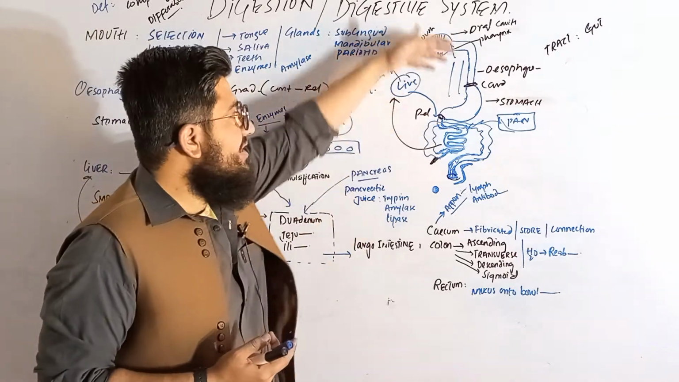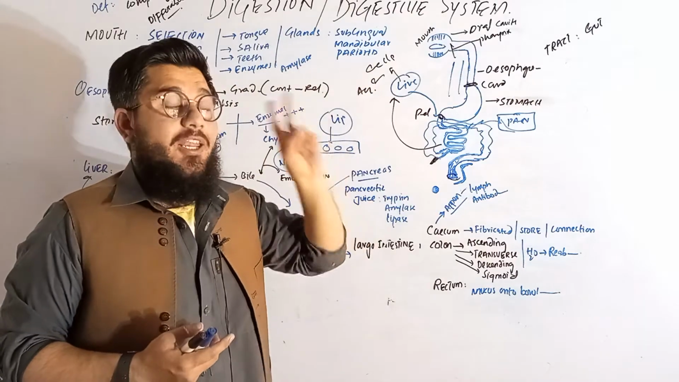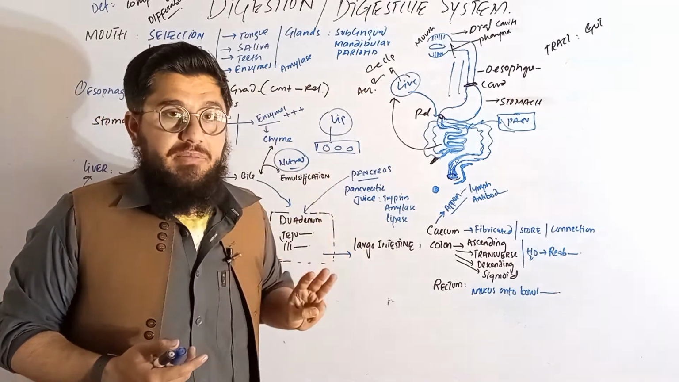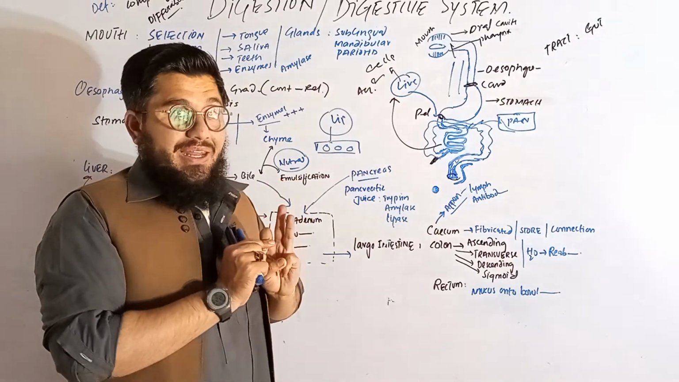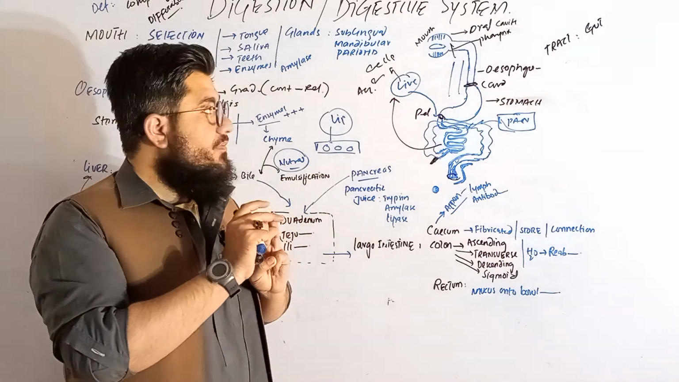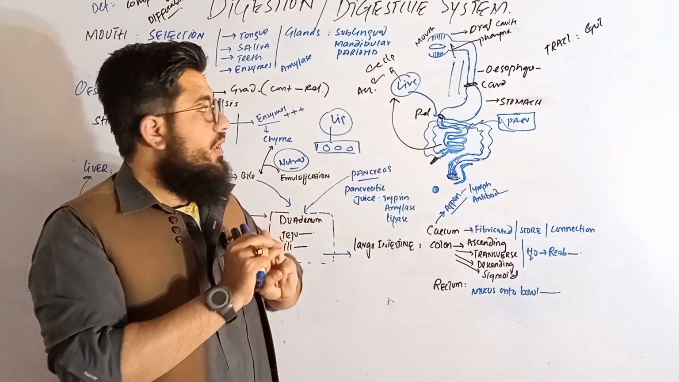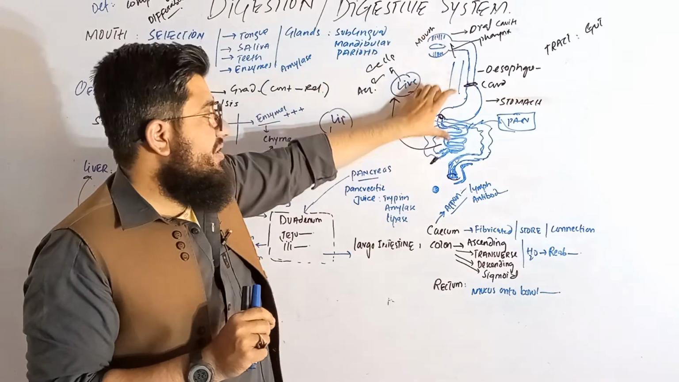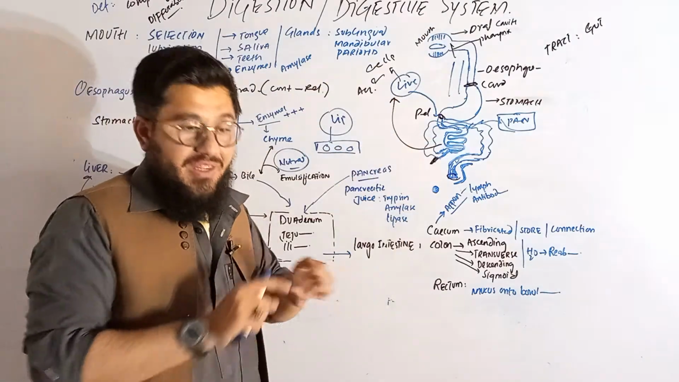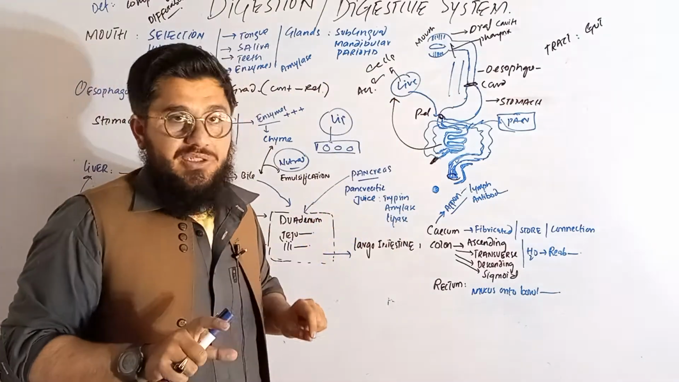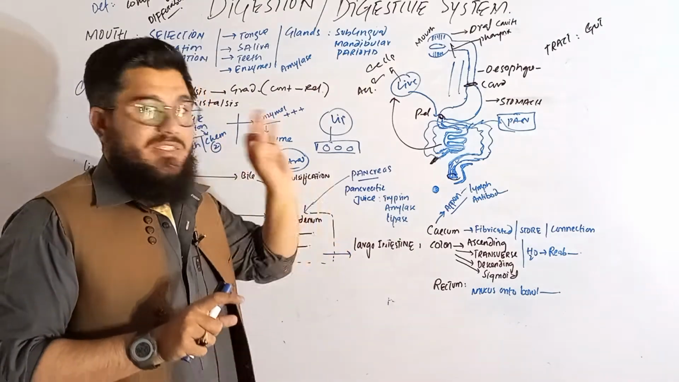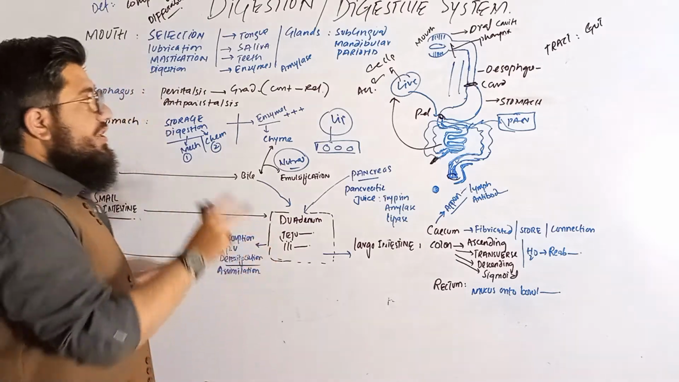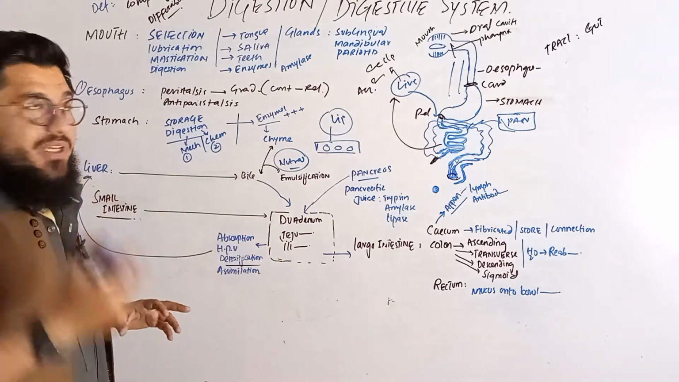From mouth to anus, this entire tract is called the gut, alimentary canal, or digestive tract. These three important names should be remembered: alimentary canal, gut, and digestive tract. This is the entire tract of the digestive system, but digestion occurs only till the small intestine. From that onwards there is no digestion. Digestion ends in the small intestine and starts from the mouth. Remember these important and interesting points. I hope you're getting what I'm telling you.